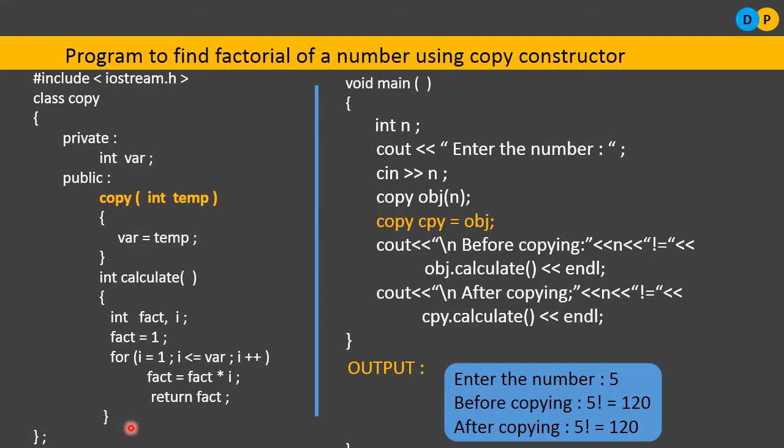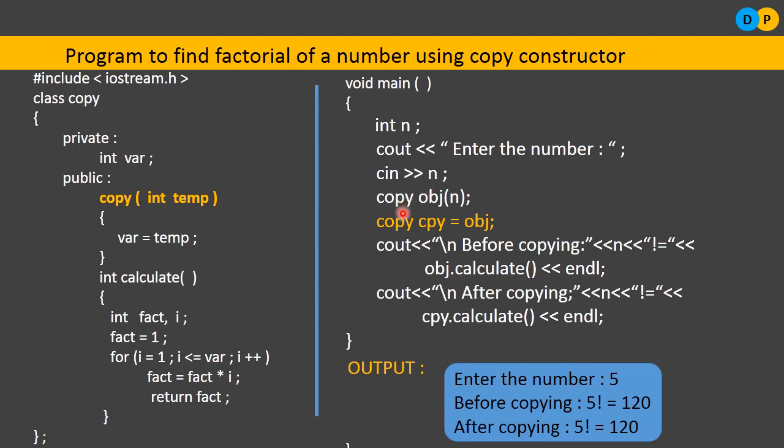Within the class copy, we have two functions and one data member. The data member is var, and one function is a constructor, the two parameter constructor. Another one is a simple ordinary member function. Here we terminate the class. Followed by that, within the main function, we declare an ordinary variable n of type integer, so that we can hold the user given number. We ask the user to enter a number, and that value will be stored in n.